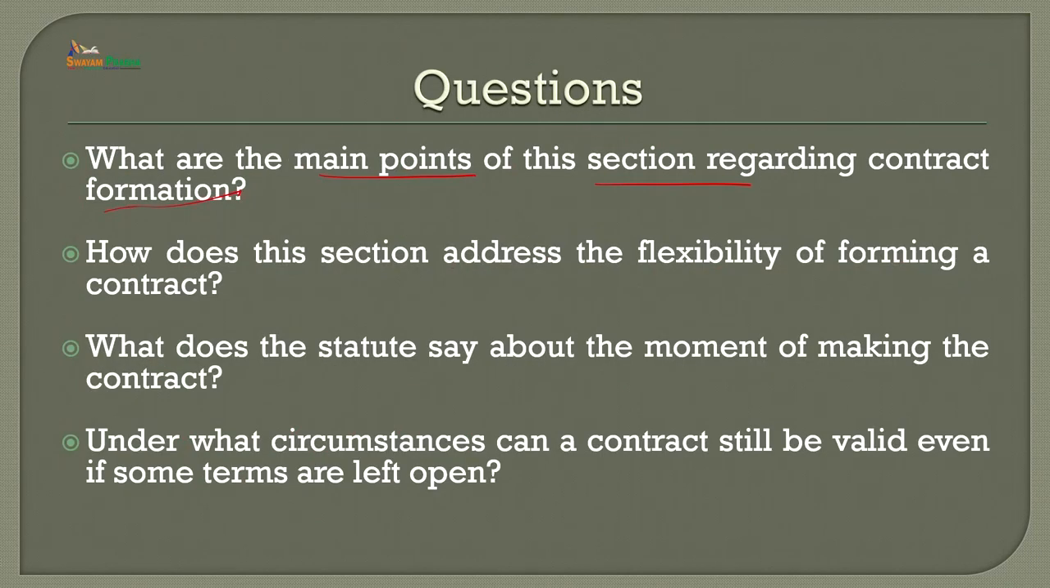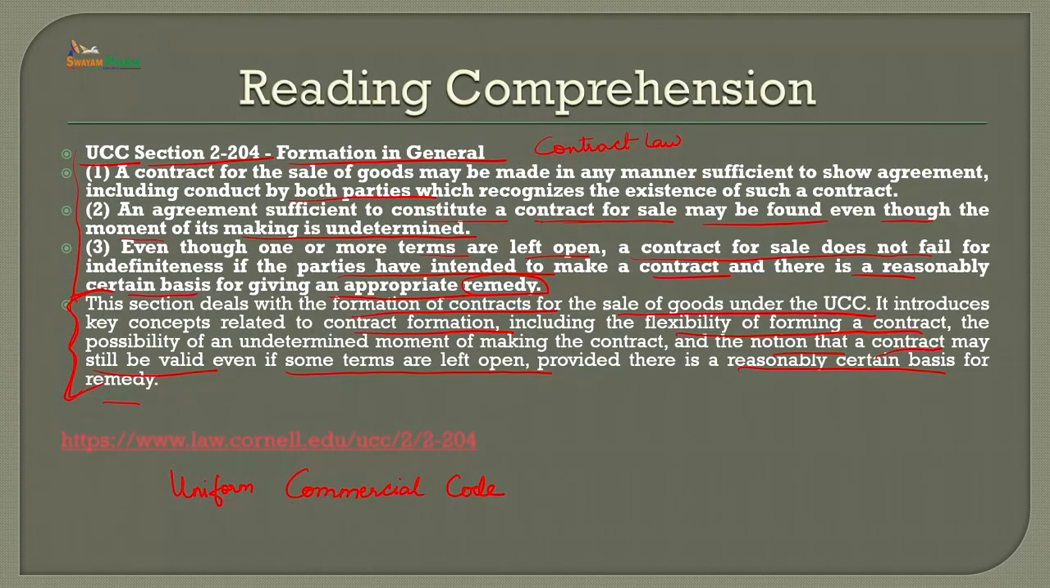Then, how does this section address the flexibility of forming a contract? The section deals with the formation of contracts for the sale of goods under the UCC. It introduces key concepts related to contract formation, including the flexibility of the contract, the possibility of an undetermined moment for making the contract, and the notion that a contract may still be valid even if some terms are left open. So, this is the answer to the second question.